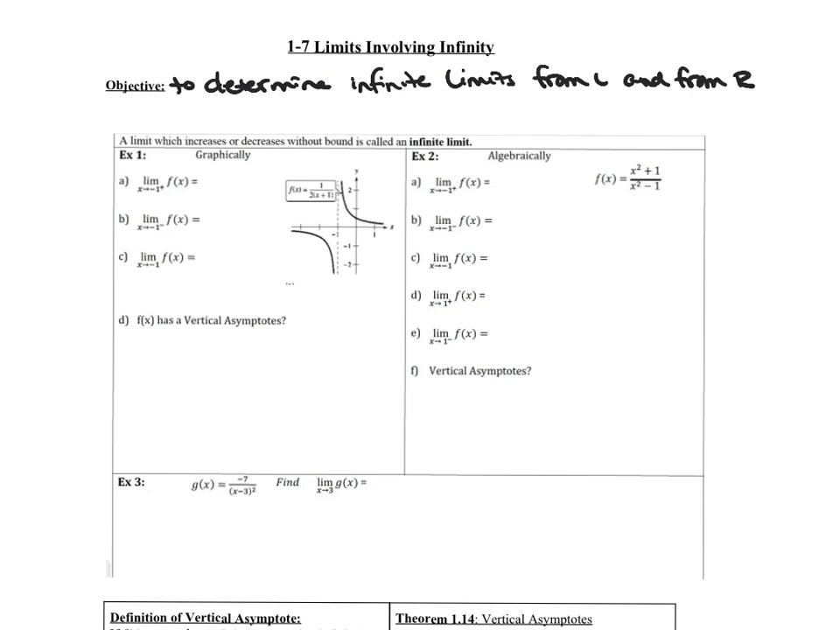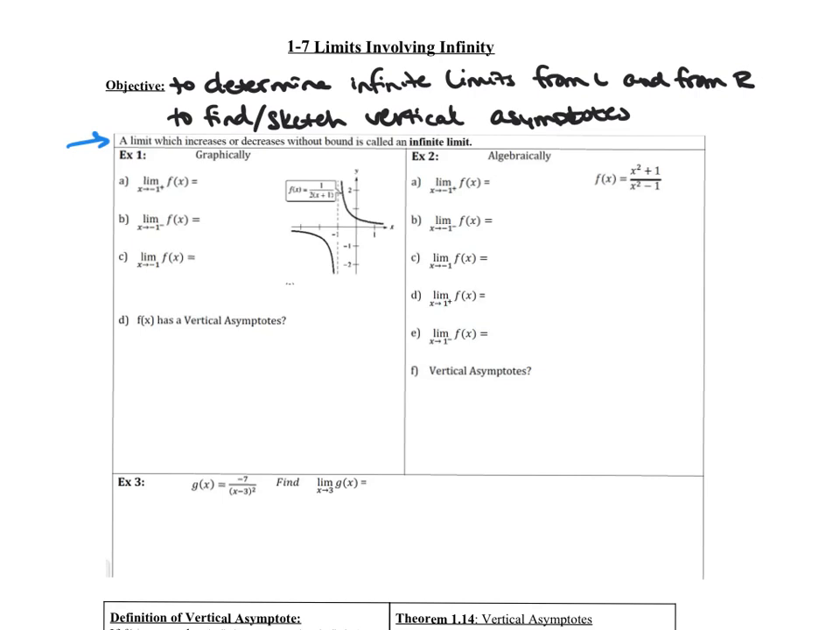The other thing we want to do is to find and sketch vertical asymptotes, which we've done before, but we're going to look at a more formal definition of the vertical asymptotes. So the first thing we need to realize is that a limit which increases or decreases without bound is called an infinite limit. And we've kind of touched on this topic as we've gone through limits, but we're now formalizing it a little bit more.